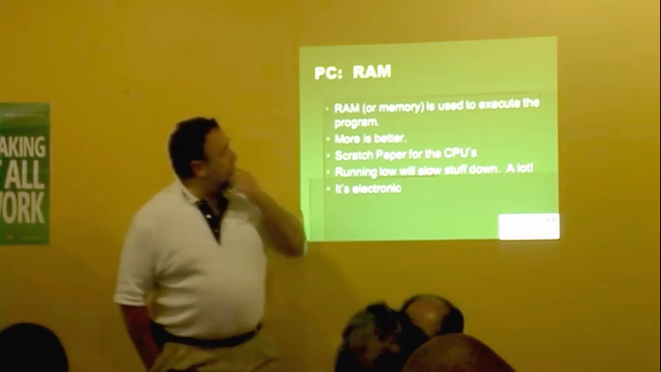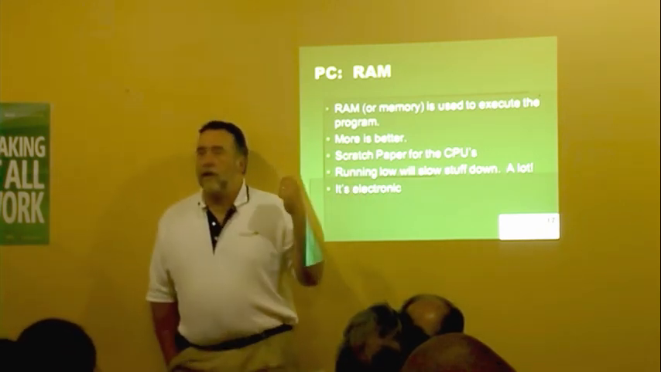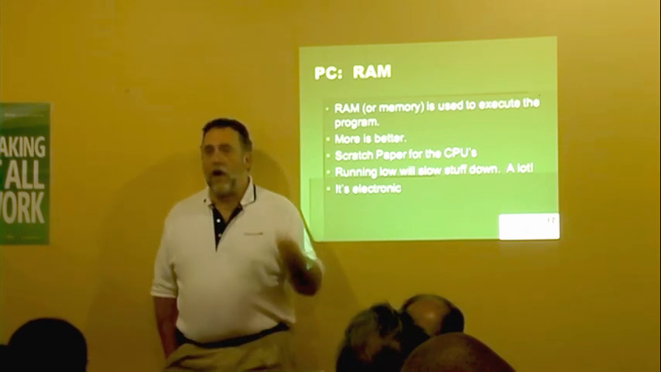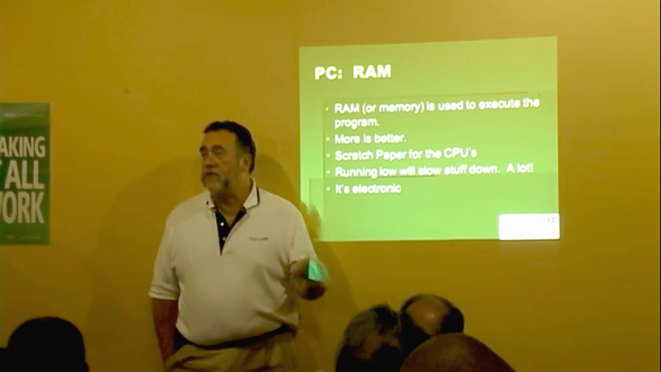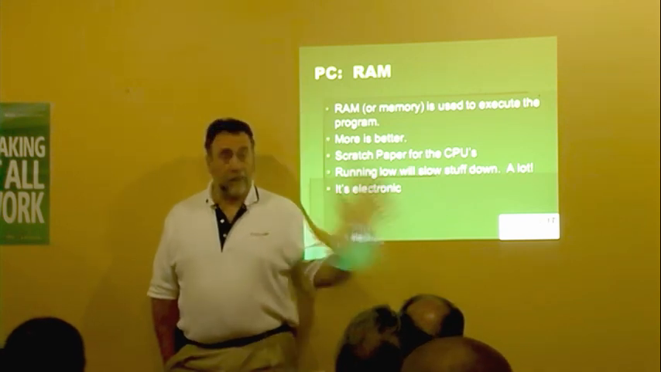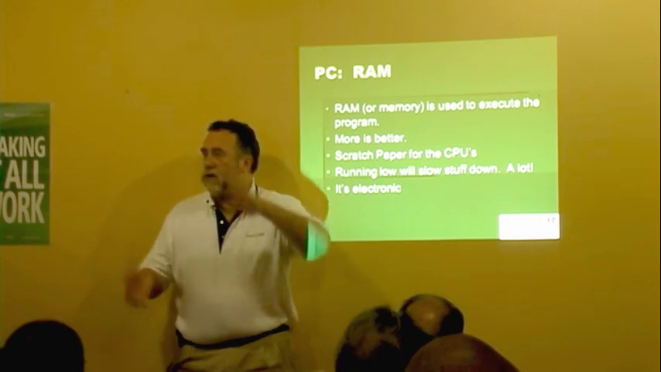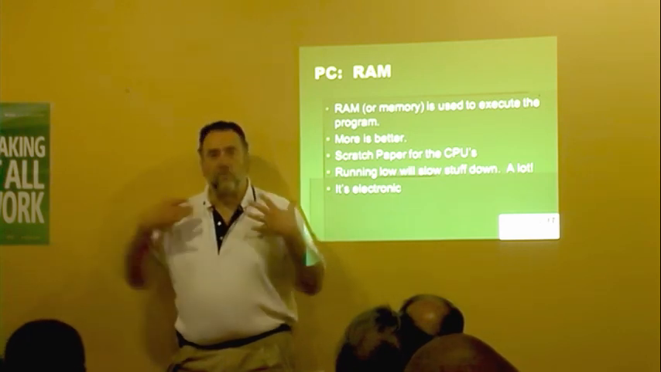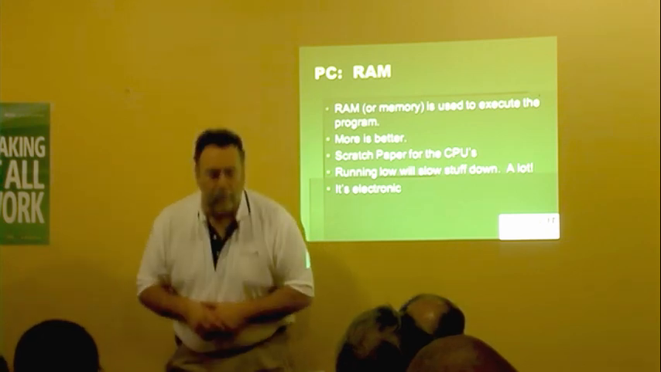Okay. Also, this is electronic. The processor and the memory are electronic, which means that it's not quite speed of light, because it's electrons, not photons, but it's darn close to it. So the activity that's going on here between the CPU and the memory is extremely lightning fast. Okay, so keep that in mind.